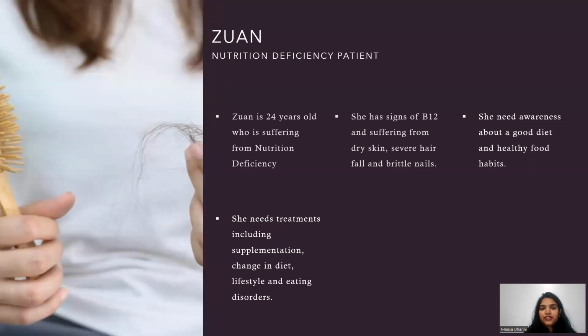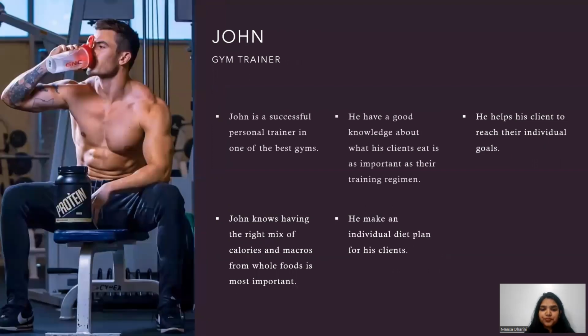Zuan, the nutrition deficiency patient. She is 24 years old and is suffering from nutrition deficiency. She has signs of vitamin B12 deficiency and she's suffering from dry skin, severe hair fall, and brittle nails. She needs awareness about good diet and healthy food habits. She needs a treatment which includes supplements and change in diet, lifestyle, and eating habits.